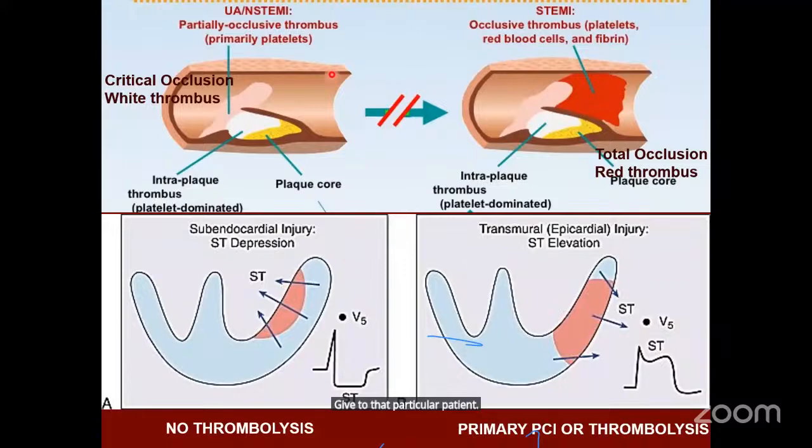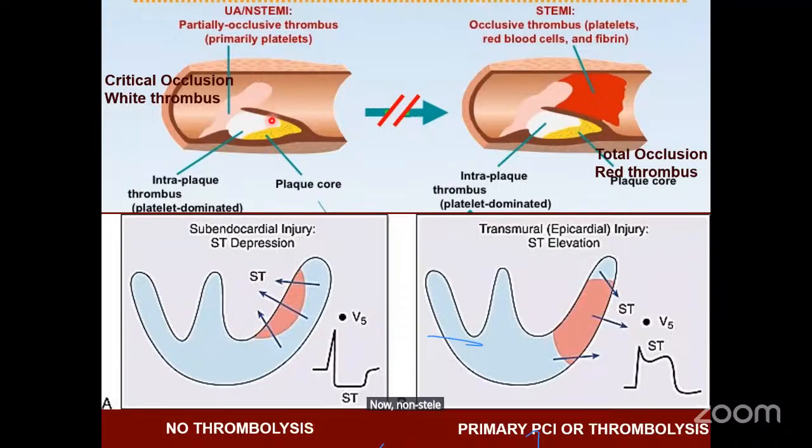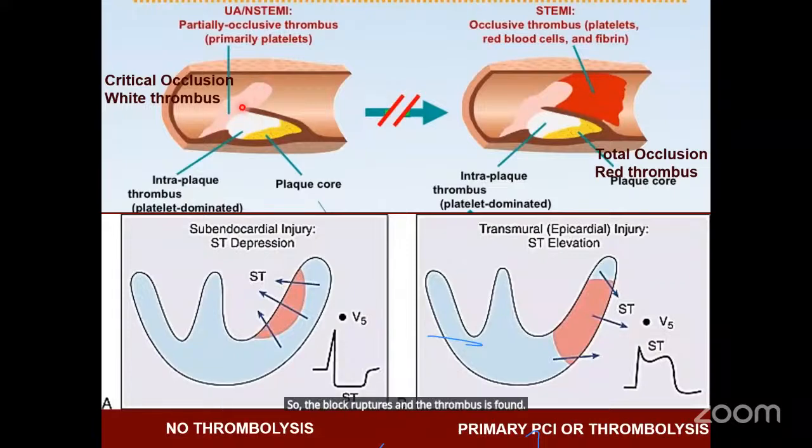So acute coronary syndromes are divided into non-ST elevation acute coronary syndrome and ST elevation acute coronary syndrome. In all acute coronary syndromes, there is either a plaque erosion or a plaque rupture, an atheromatous plaque rupture. So when the plaque ruptures and the thrombus is formed in a non-ST elevation ACS, the thrombus which is formed is only platelet rich, and it is going to critically occlude an artery and not totally occlude an artery because it is only a platelet rich thrombus.